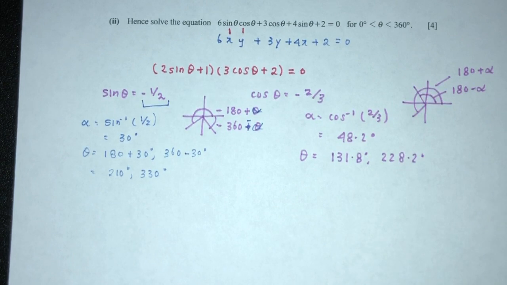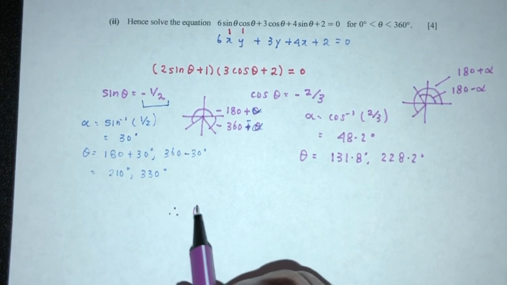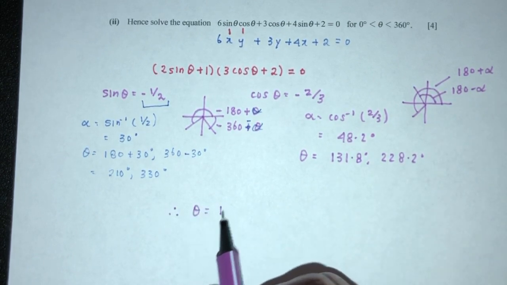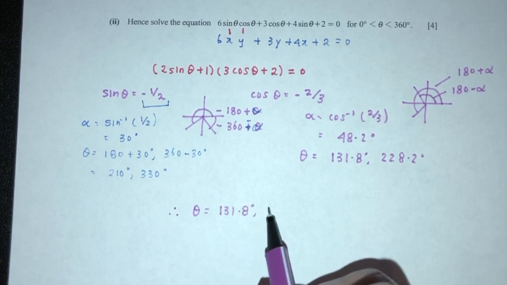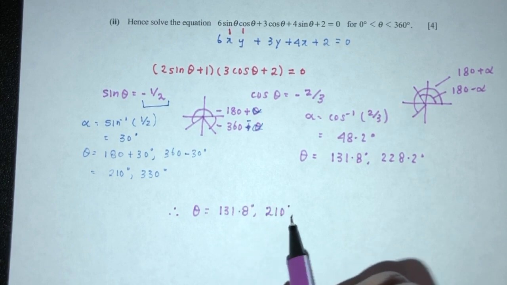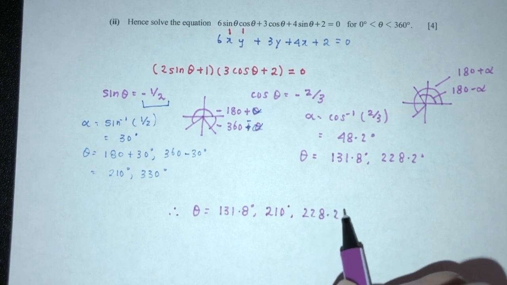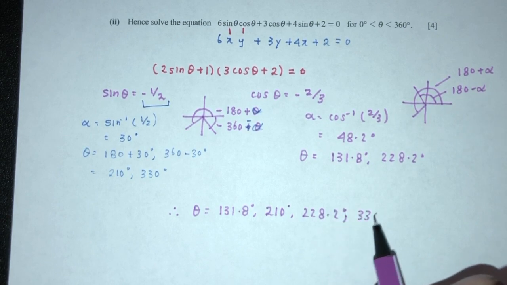So here you can see we have 4 values available for theta. So theta will be 131.8, 210, 228.2, and then we have 330 degrees. So that will be your answer for part 2 of your question.